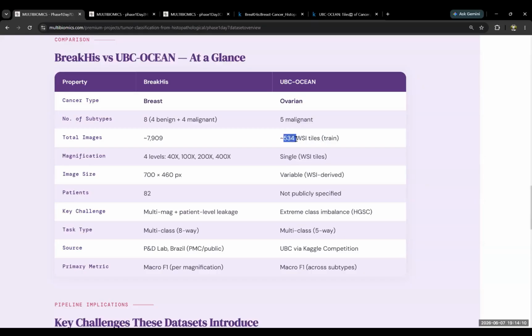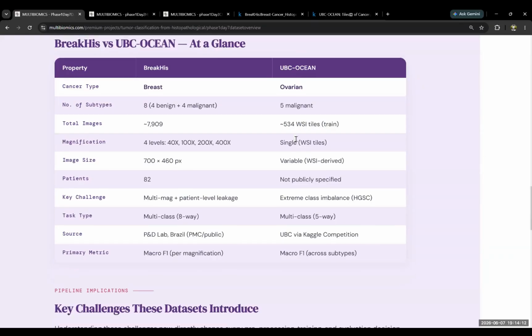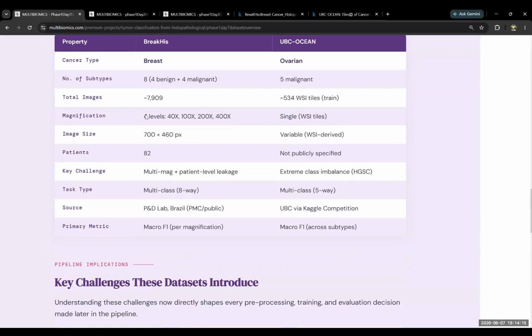So like that, we have 534 images only. Now, when we look at the BreakHis, we have different magnification levels also for the same tissue slide. So the same tissue slide is taken under 40x magnification, then 100x, 200x, and 400x. But there's one single magnification in ovarian cancer.